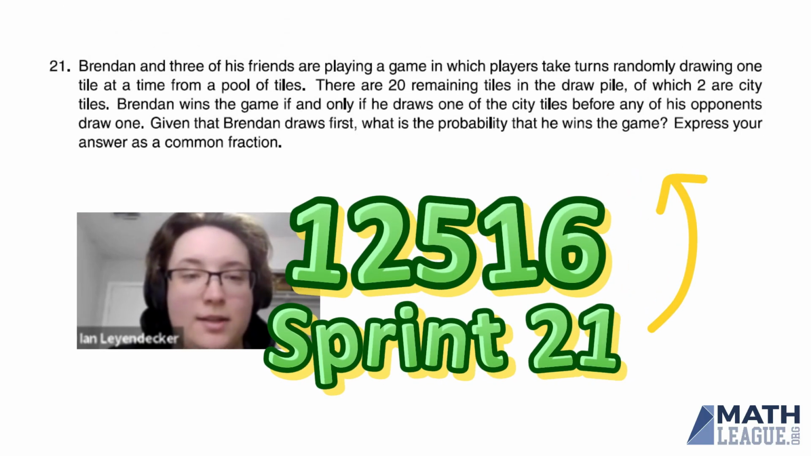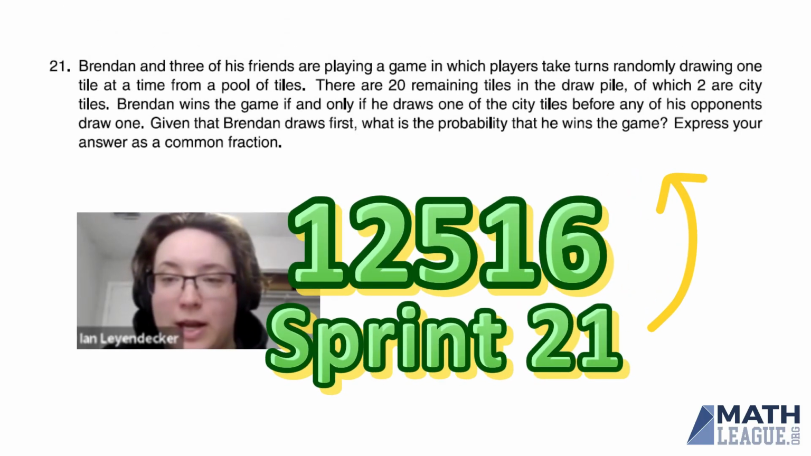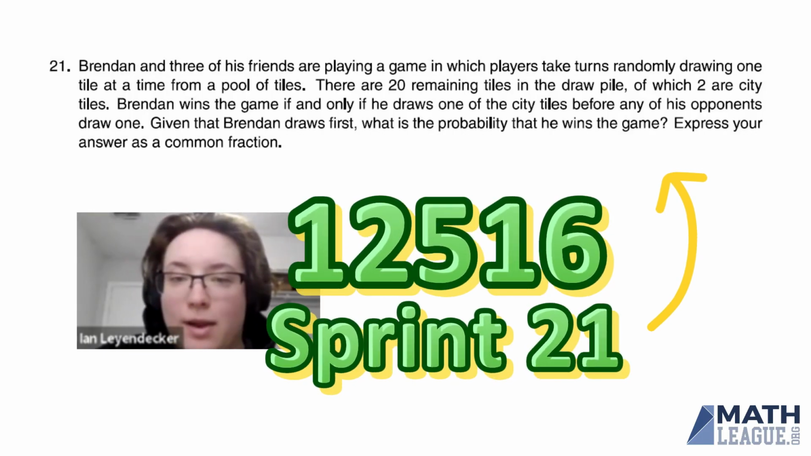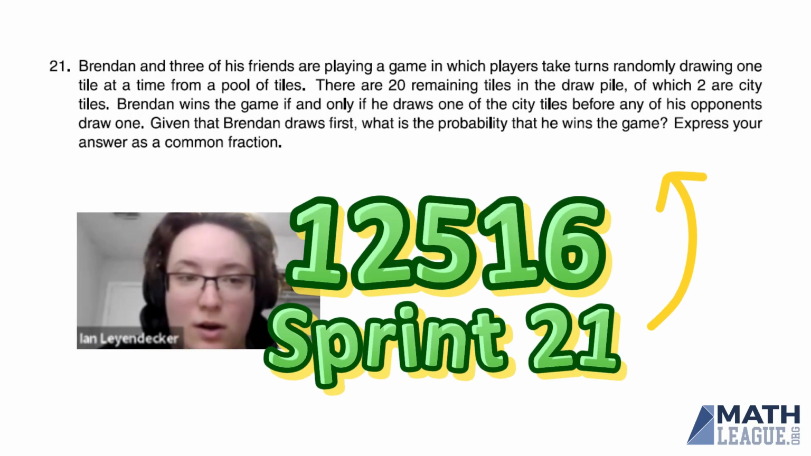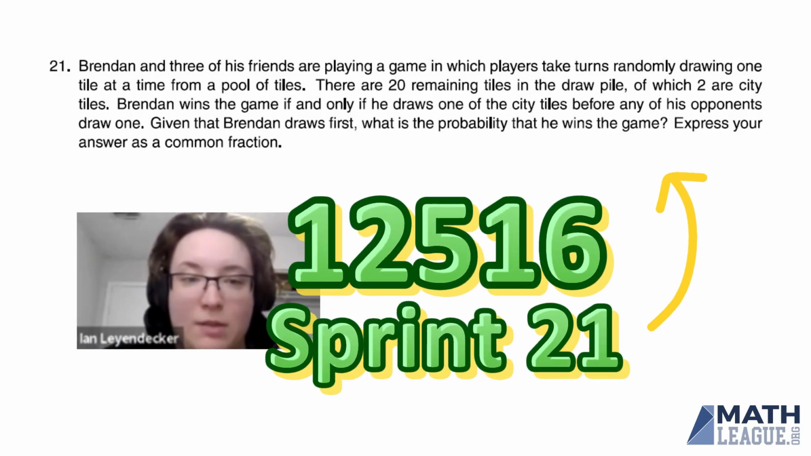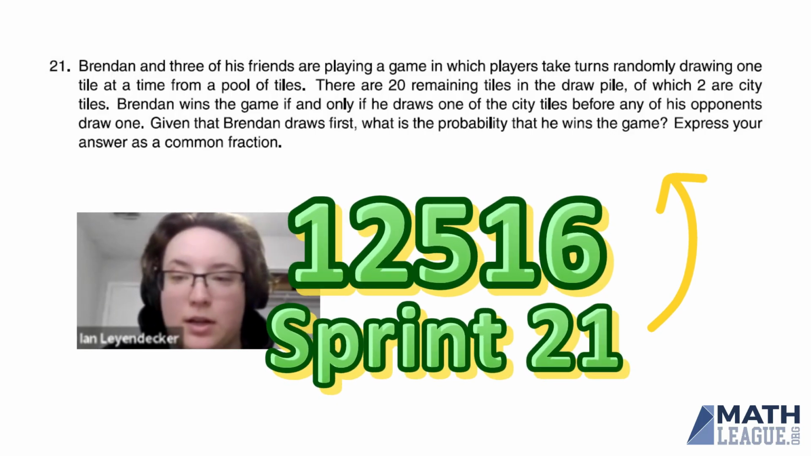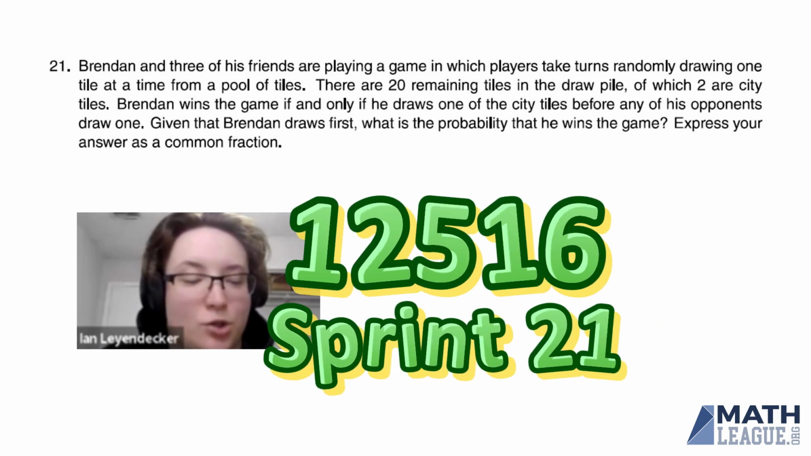Problem 21 reads: Brendan and three of his friends are playing a game in which players take turns randomly drawing one tile at a time from a pool of tiles. There are 20 remaining tiles in the draw pile, of which 2 are city tiles. Brendan wins the game if and only if he draws one of the city tiles before any of his opponents draw one. Given that Brendan draws first, what is the probability that he wins the game? Express your answer as a common fraction.